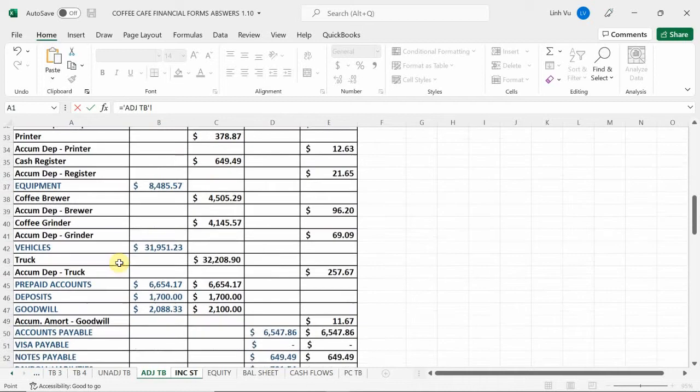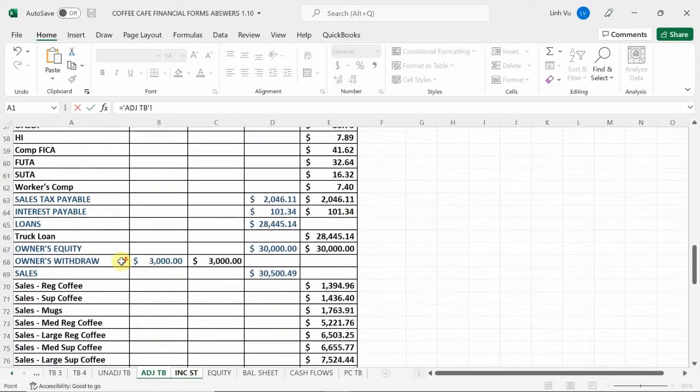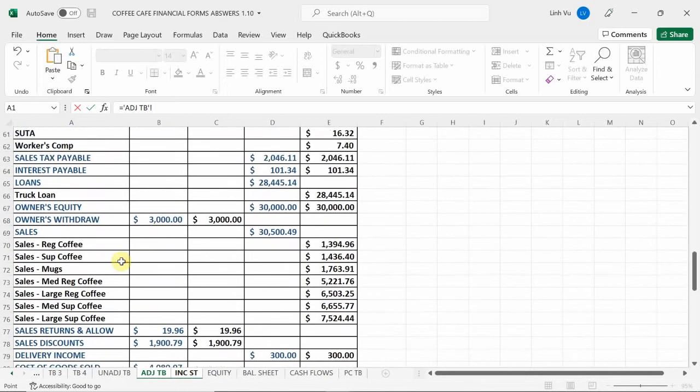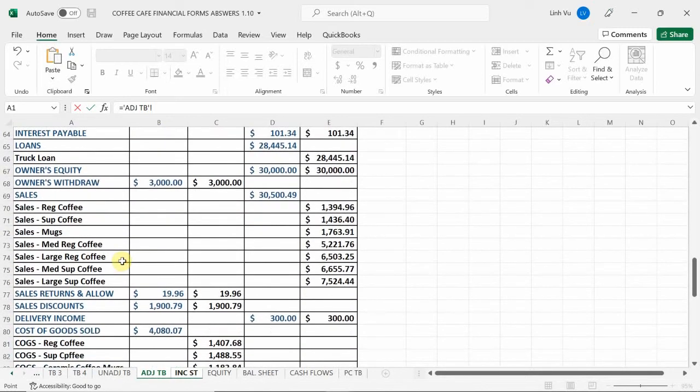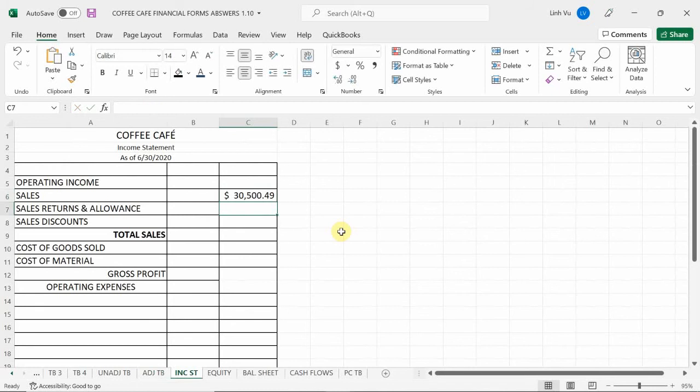So here is my total sales account, which includes all of this: sales for the regular coffee, sales for the Supreme coffee, the ceramic coffee mugs, medium regular coffee, large regular coffee, medium Supreme coffee, and large Supreme coffee. These were my total sales. And right here, I have a grand total of $30,500.49 worth of sales. So I copied that in there. That's how much total sales I generated throughout my entire month.